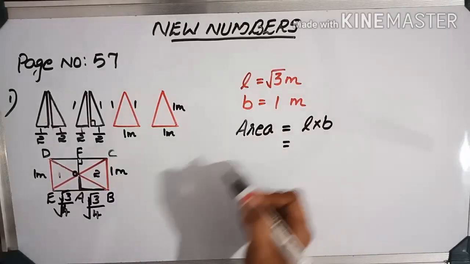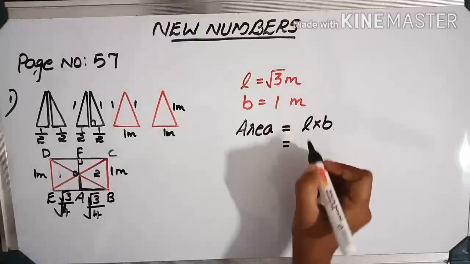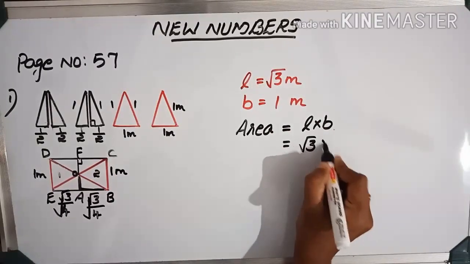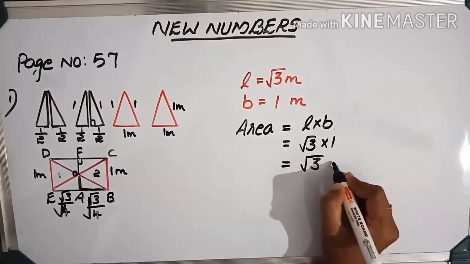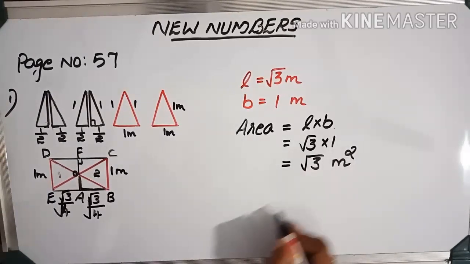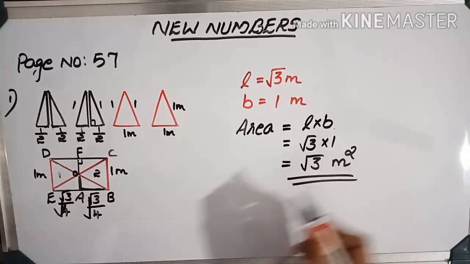So here next one, area. Area equation. Area of rectangle is length into breadth. That means root 3 into 1. So answer will be what? Root 3 meter square. Root 3 into 1, 1 into root 3 anyway it is root 3 meter square.